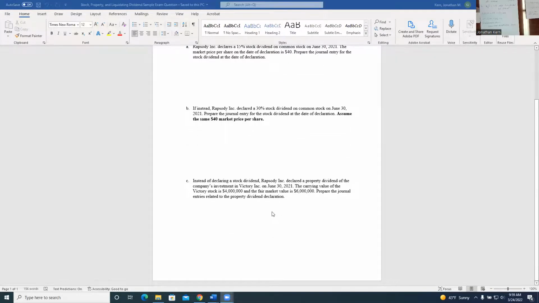C then asks, instead of declaring a stock dividend, Rhapsody Inc. declared a property dividend of the company's investment in Victory Inc. on June 30, 2021. The carrying value of the Victory stock is $4 million and the fair market value is $6 million. We're going to prepare the journal entries related to the property dividend declaration.